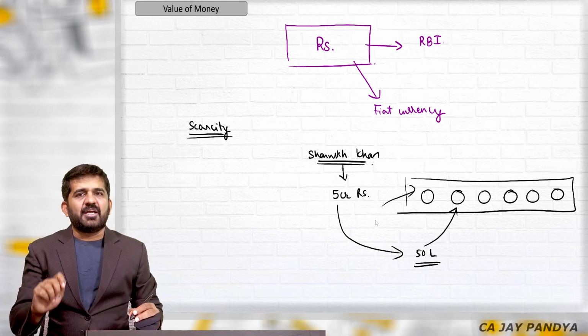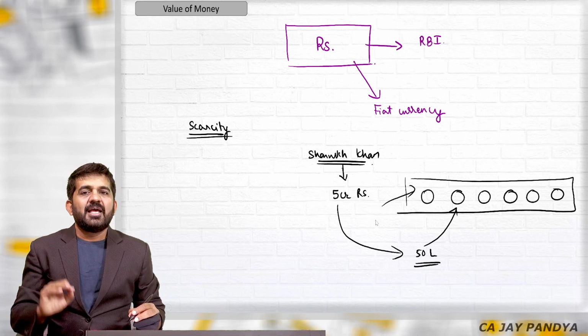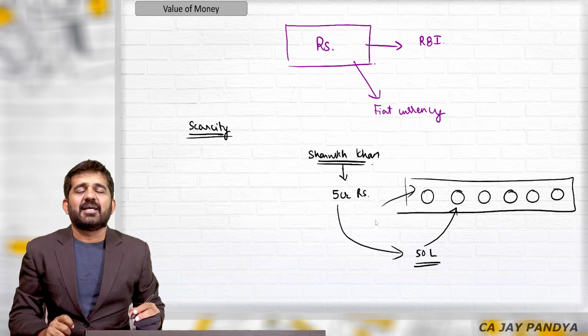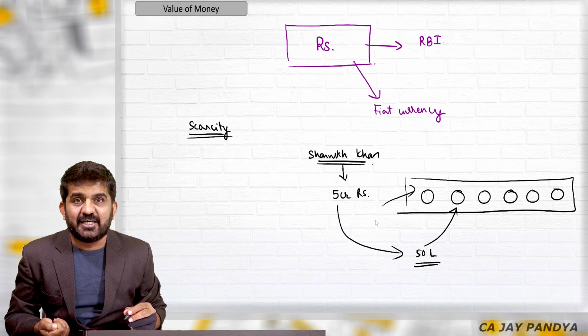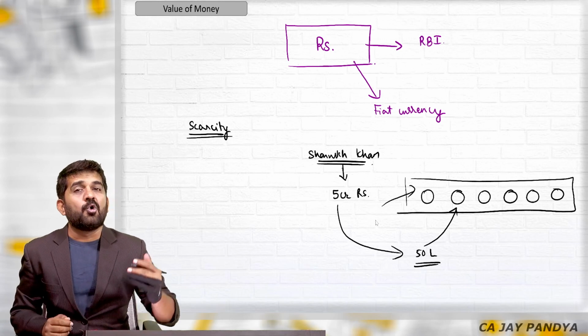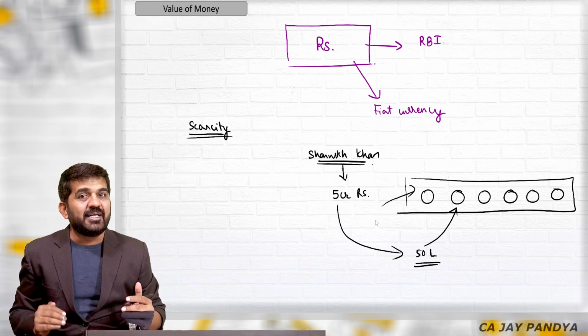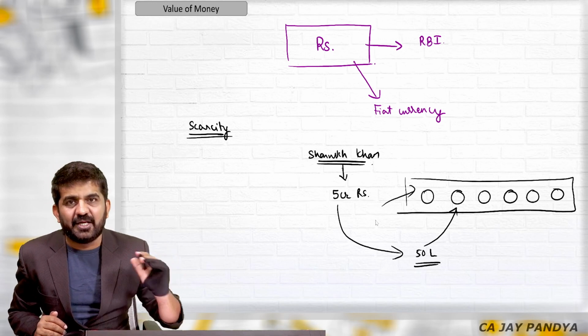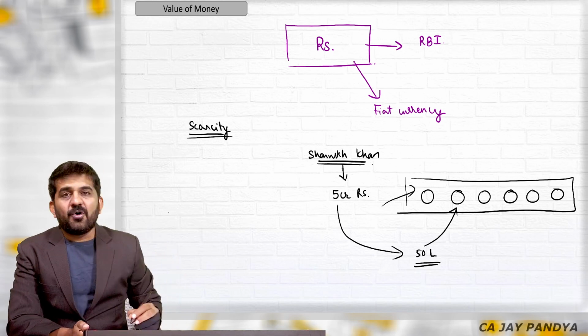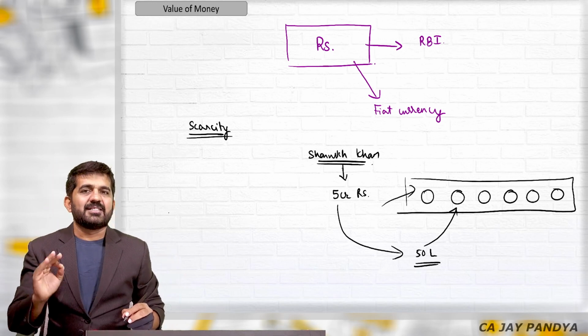So the first concept in finance, we are summing it up: value of money will be there only if it is in scarcity. The more scarce, the more the value will increase; the more it is available in supply, the more the value will decrease. Value of money is there only if it is in scarcity.